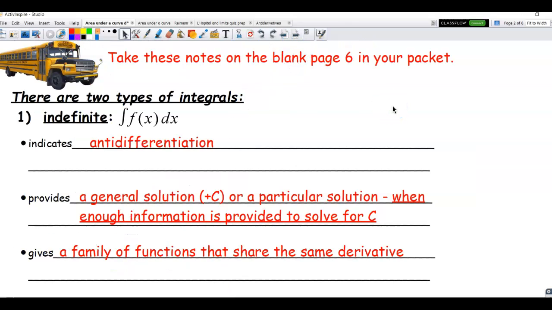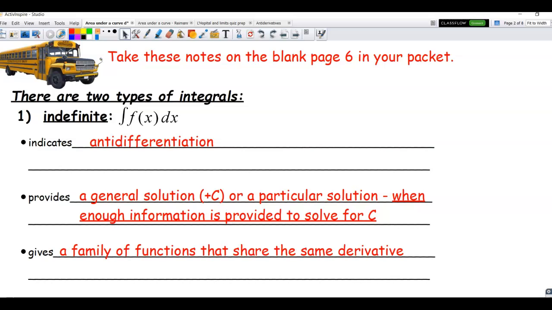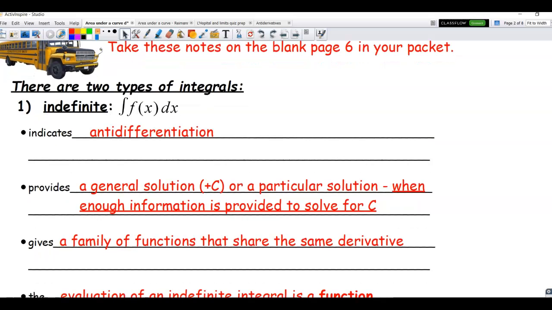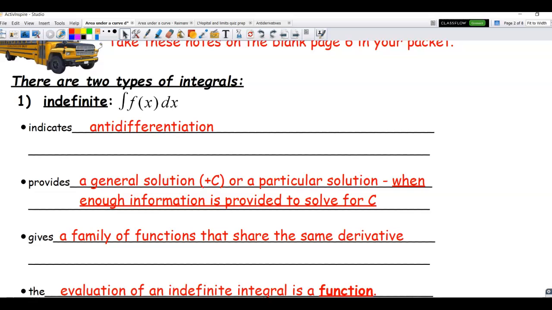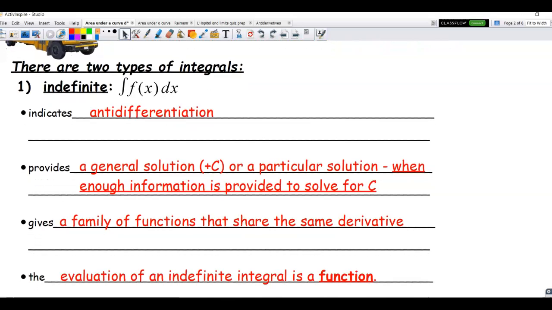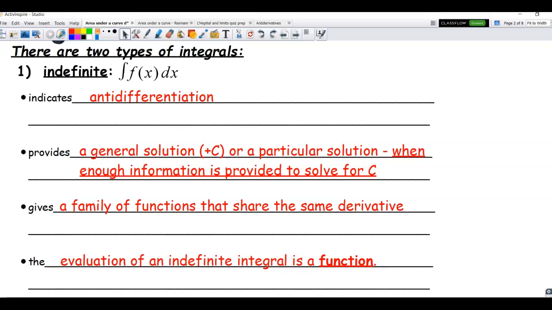All right, go to the blank page 6 in your packet. There is a blank page, and you're simply going to need to take these notes down on page 6. They're not blanks, it's just a blank page, and you're going to write these things down. So let's talk about the two types of integrals.